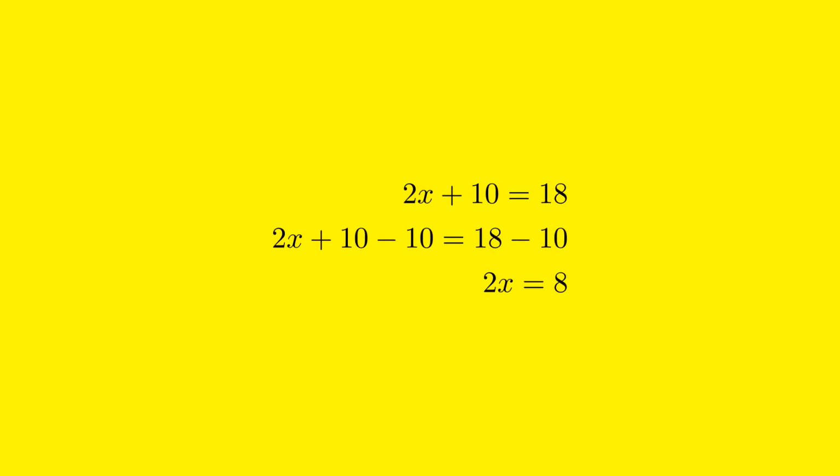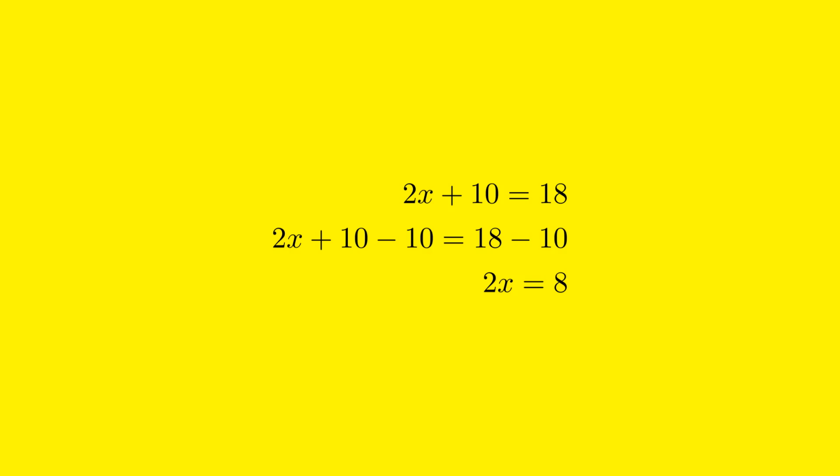To solve the equation 2x plus 10 equals 18, we start by isolating the variable x. Isolation means getting x by itself on one side of the equation. The first step we will take is to remove the 10 that is added to the term with x. To remove the plus 10, we will do the opposite operation, which is subtraction.